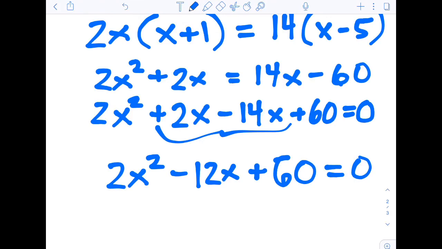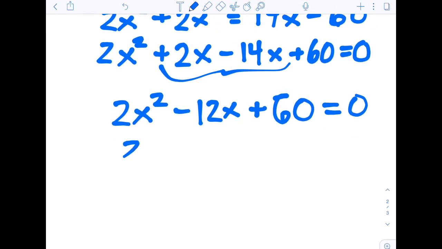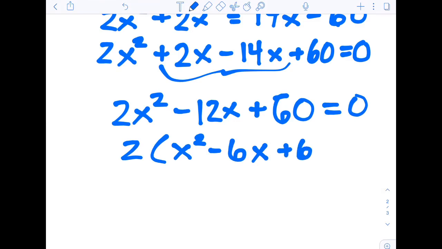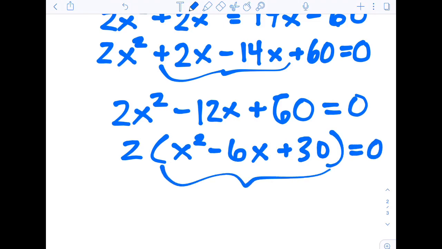All we need to do is either factor or use the quadratic formula. In this case, I see that they all have a factor of 2. So if I factor out 2, we divide each of these by 2. And we try to factor what we have inside this bracket, because 2 is not going to give us a value for x to solve this. We have that trinomial in the middle. However, we can't factor that. There are no two numbers that multiply to 30 and add to negative 6. So what we're going to have to do is use the quadratic formula.